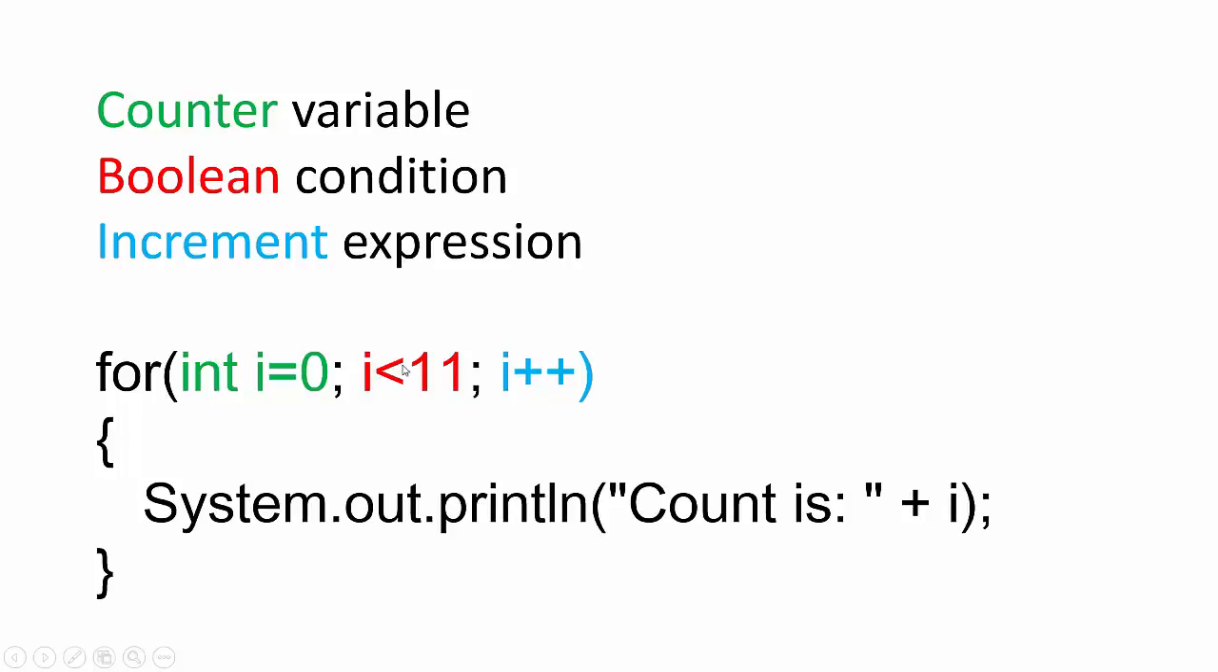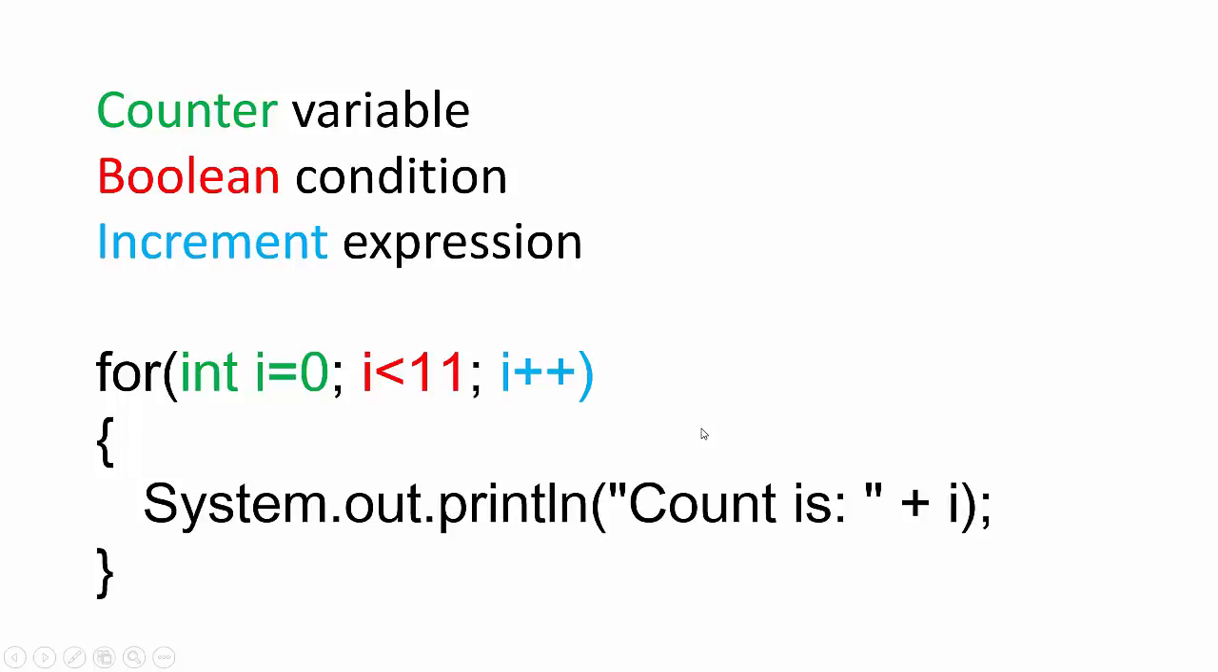That gets compared with 11. It's still less than 11, so this is true. And then we go back into this part of the code, and we run this command again. System.out.println count is, and this time it'll be 1. Sorry, I think I said a second ago it would be 1. It would be 0 the first time, 1 the second time round.